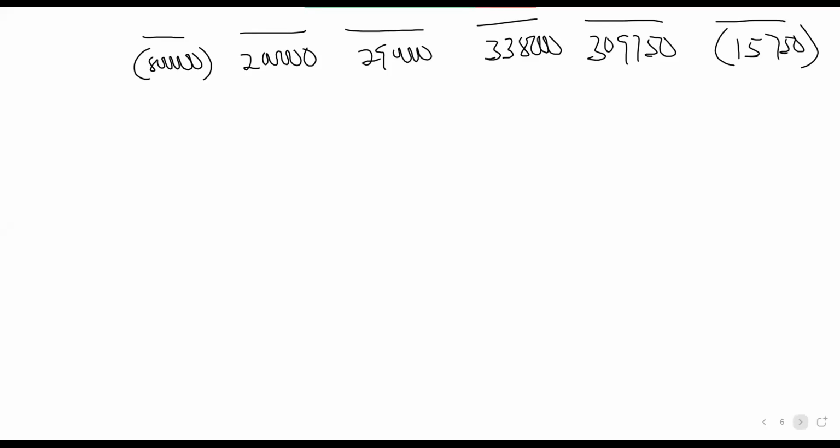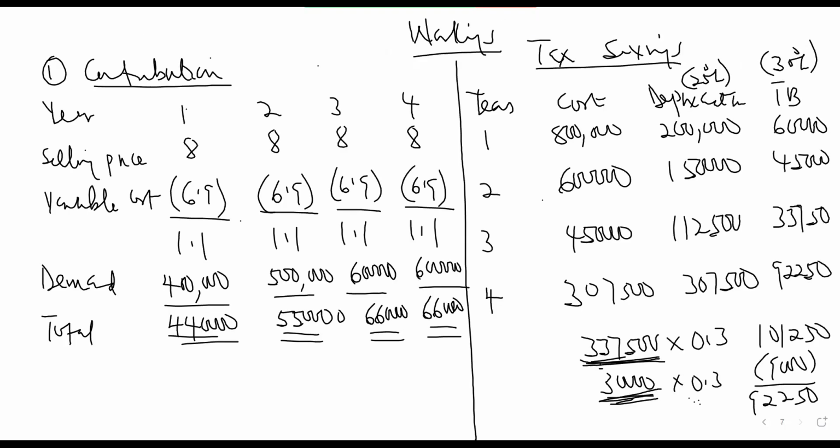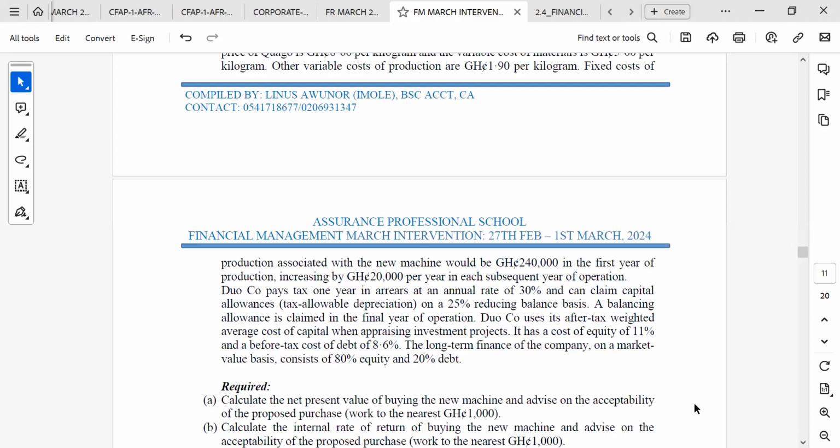All right. So what will be the discount factor? We have to calculate the discount factor also, isn't it? Yes, please. The company uses what? After-tax weighted average cost of capital when appraising investment, with a cost of equity of 11%.